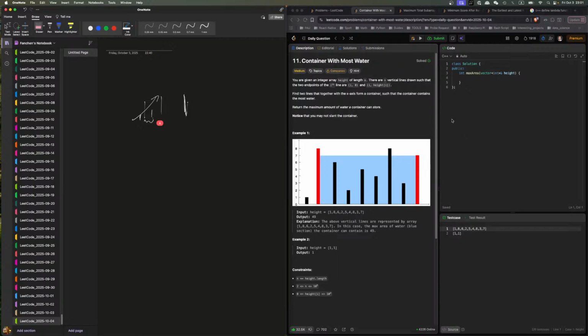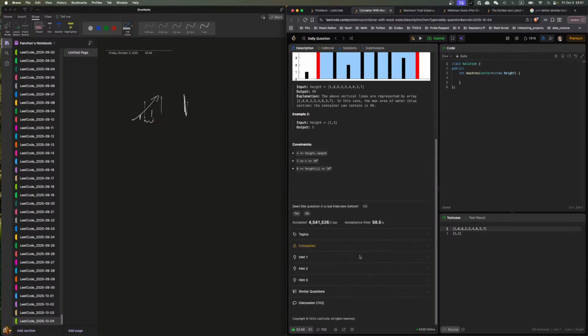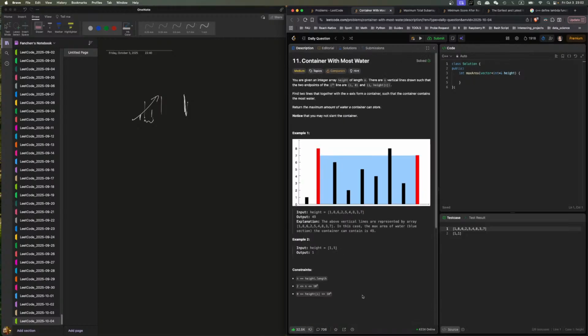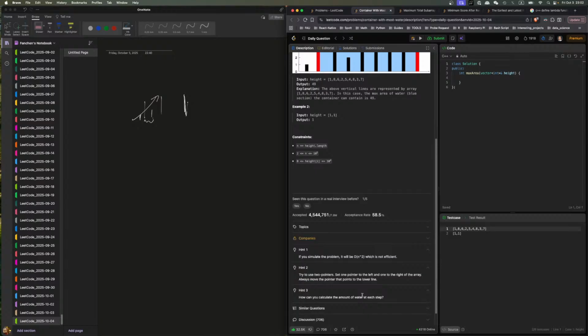I have no clue. I don't know. Two pointers. Oh, where to point into, move to the lower line. I was thinking about this, but how does this work?